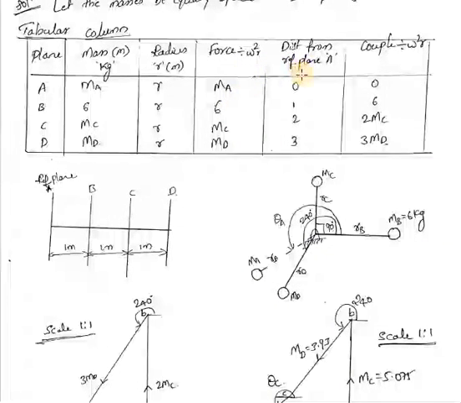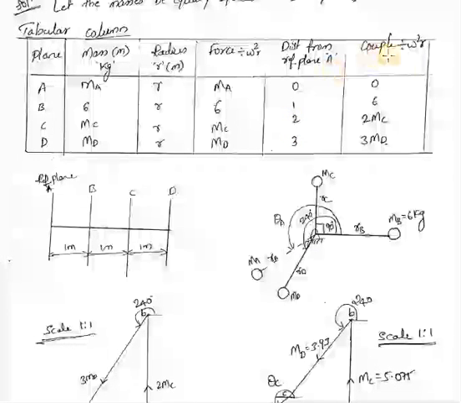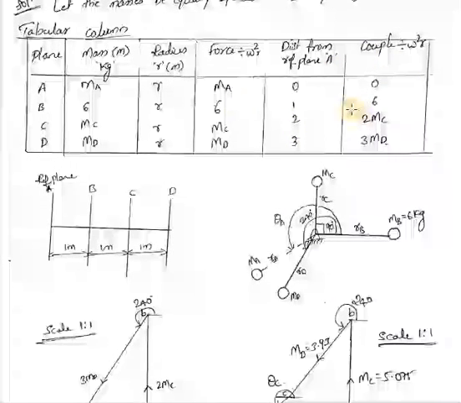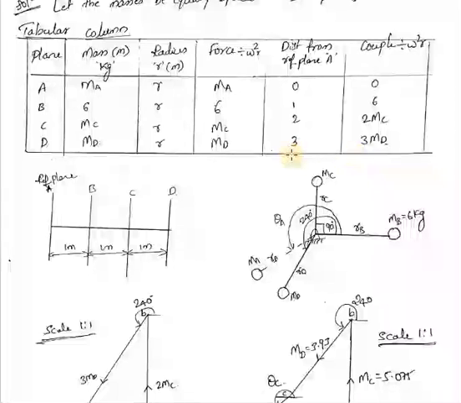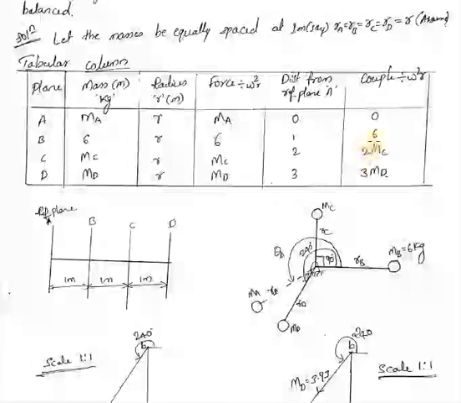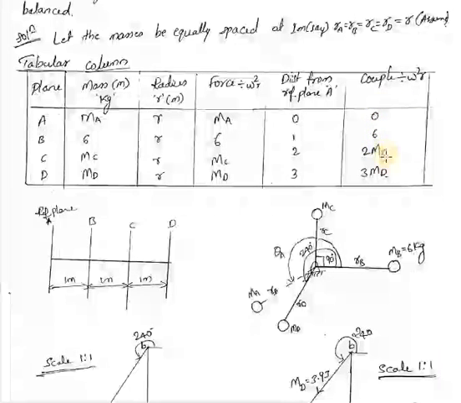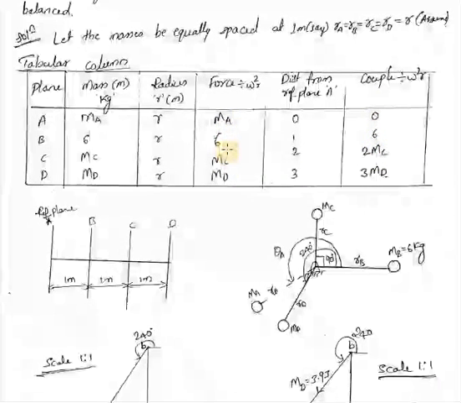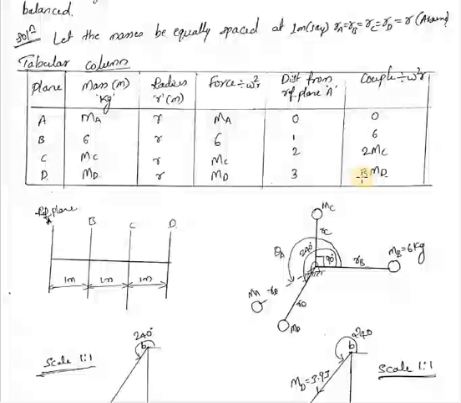Similarly, the distance from the reference plane. So here I have taken the reference plane as A. For A it is 0, for B it is 1, C 2 and D 3. Couple is the multiplication of these two, which gives the couple column. Then first we will try to construct the couple polygon, because in the couple column there are 2 unknowns, while in the force column there are 3 unknowns. So we will start with the least unknown column.